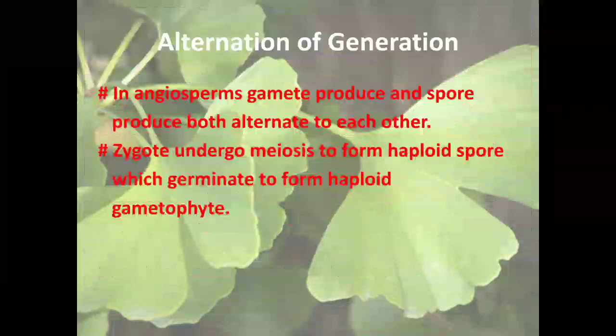Another character is alternation of generation, meaning generation to generation changes. In angiosperms, gamete production and spore production alternate with each other. Gametes are produced, then spores, and then gametes again. The zygote undergoes meiosis to form haploid spores. After the fusion of both gametes, the zygote is formed, and this zygote undergoes meiosis cell division, having half the number of chromosomes, forming the haploid spore, which germinates to form the haploid gametophyte. So alternation of generation is also found in the angiosperms, or phanerogams.